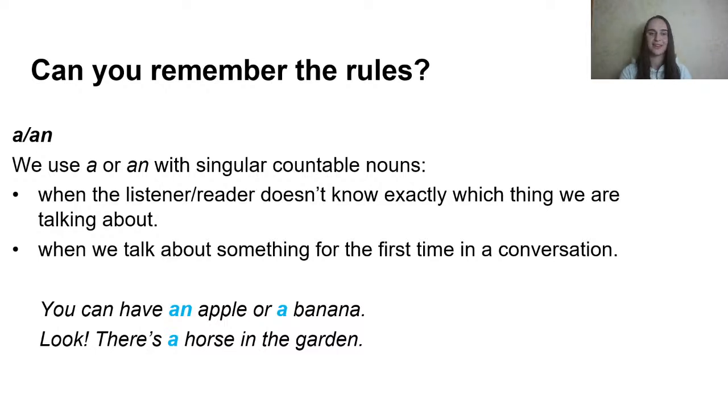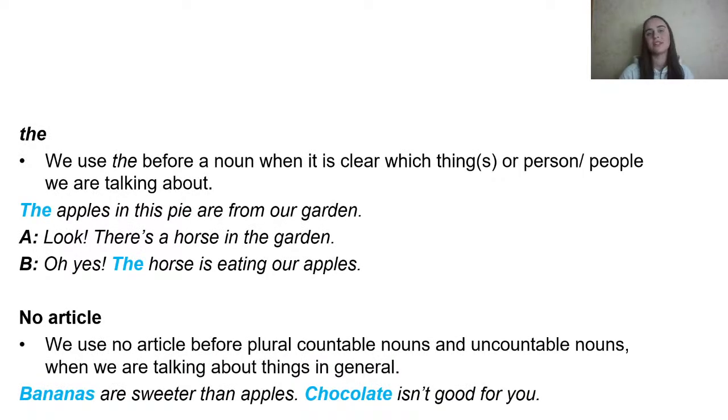Good. So we use the definite article "the" before a noun when it is clear which things or people we are talking about. For example, the apples in this pie are from our garden. So we talk about these exact apples for the second time, perhaps, right? In this particular pie, again, we talk about this pie for the second time, that are from our garden. So this is used for the second time, and it is clear what we are talking about.